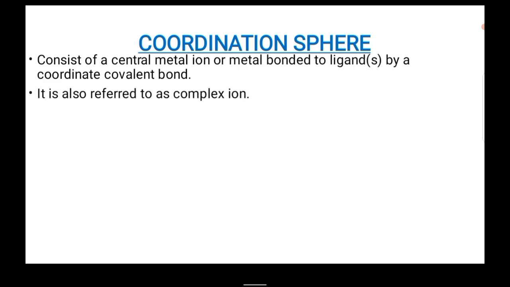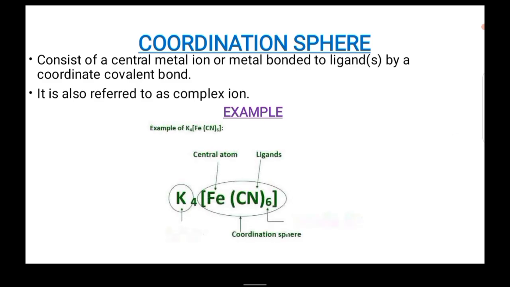It is also referred to as a complex ion. When you hear coordination sphere, it's also referred to as a complex ion. Example of a complex ion or a coordination sphere: iron is a central metal atom. Cyano is a ligand. So the combination of these two, a ligand and a central metal ion, forms a coordination sphere or forms a complex ion. Are we there? Hope you have seen.